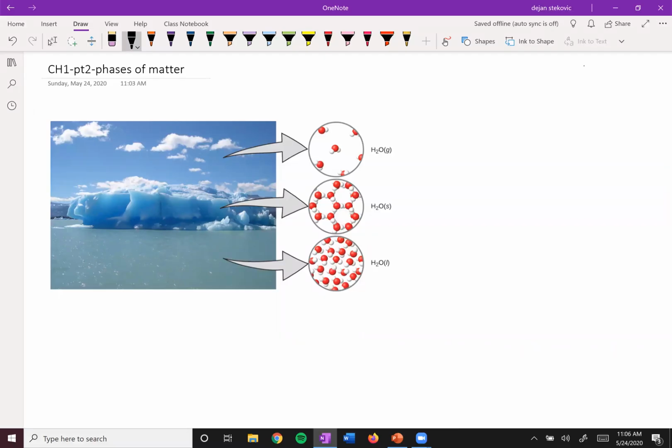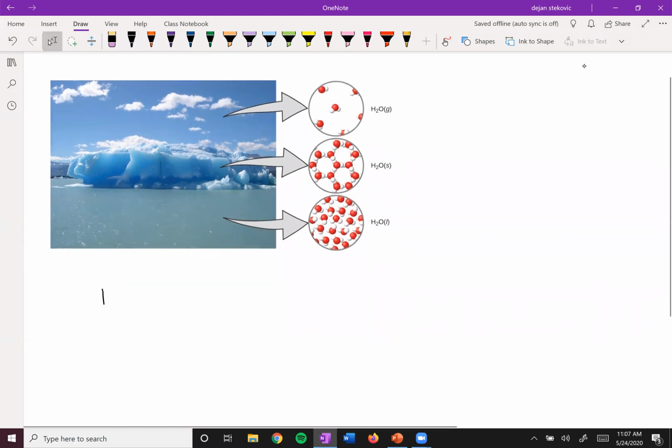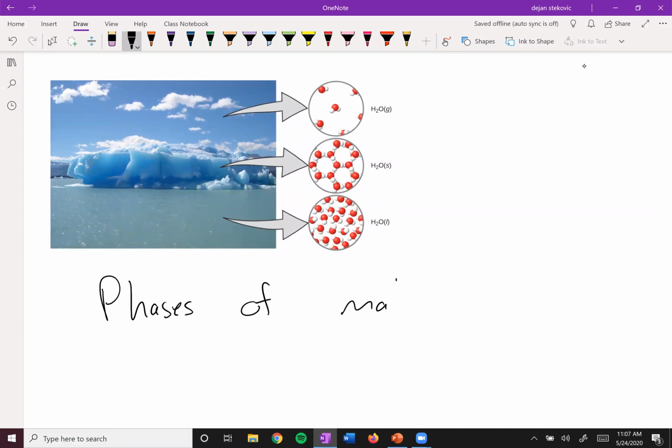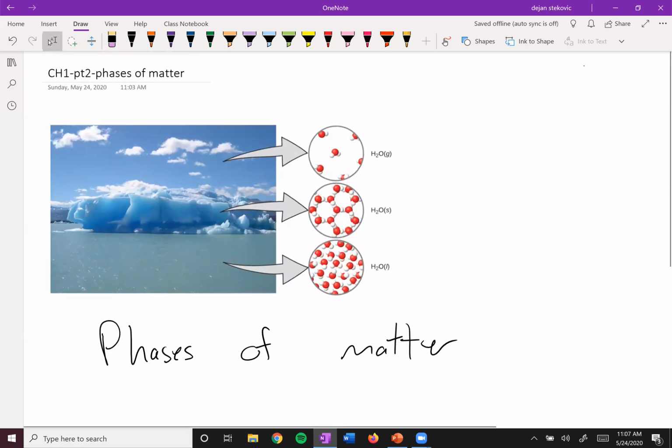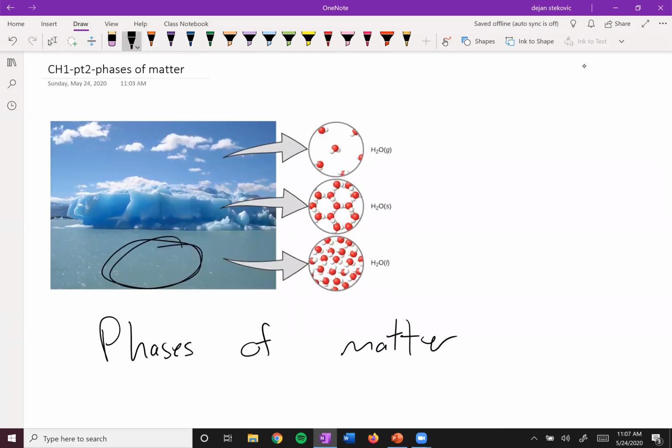All right, so last time we said that matter was all the stuff in our universe. Next up, we're going to take a look at the phases of matter. So in this picture up here, we see some water. Right down here, we see an iceberg, and up top, we see a cloud. All of these things are made out of the same type of matter. They are all water. They are all H2O.